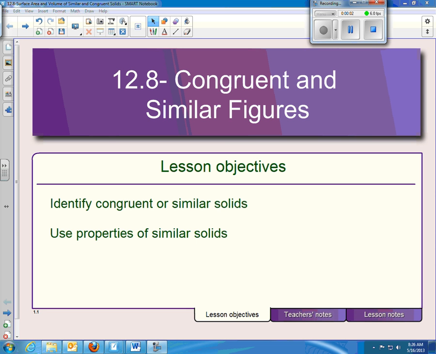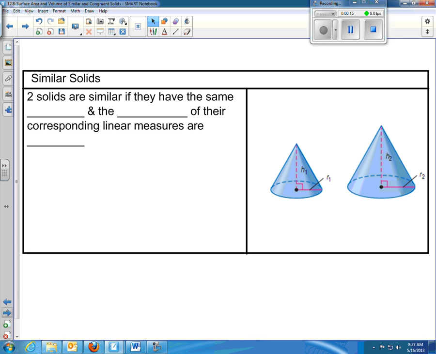Hey class, let's finish up our last section for chapter 12, congruent and similar figures. So we're going to learn to identify congruent and similar solids and to use properties of similar solids also. We're going to see one property with similar solids later. All right, so let's first define similar solids.